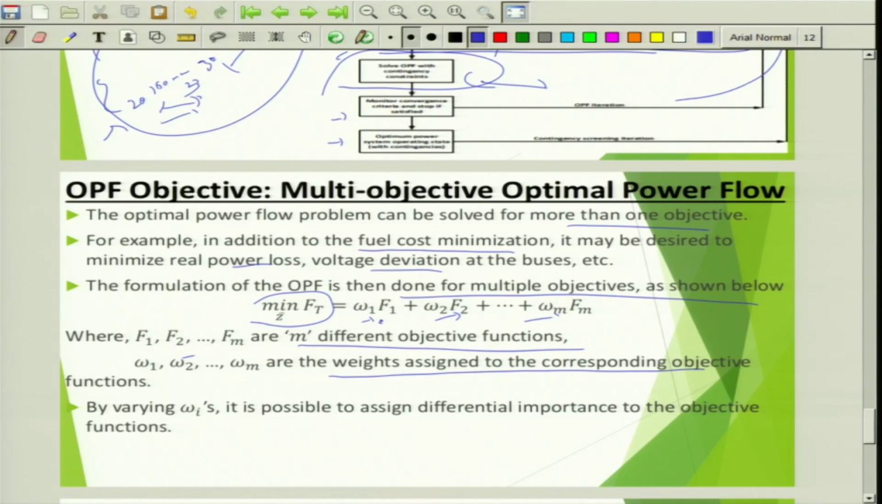Here F1 could be cost minimization, F2 could be loss, F3 could be voltage limits, and so on and so forth. By varying the Wi's, it is possible to assign differential importance to the objective functions. That means you can put a weightage on an individual objective function.